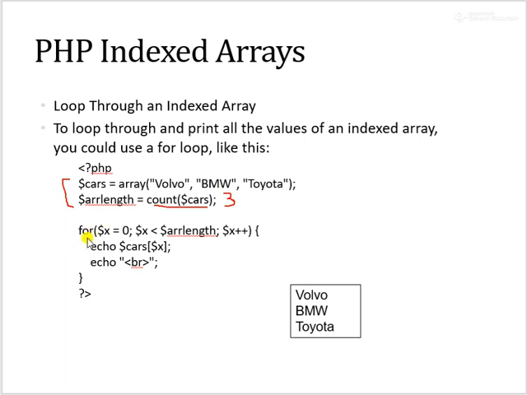And then we have the for loop. The syntax is almost the same as C++. Here we perform initialization. We take a variable x and initialize it with 0, then the condition is x less than arrLength, then the increment x++, and echo cars[x], and here br is a new line; echo br means new line.